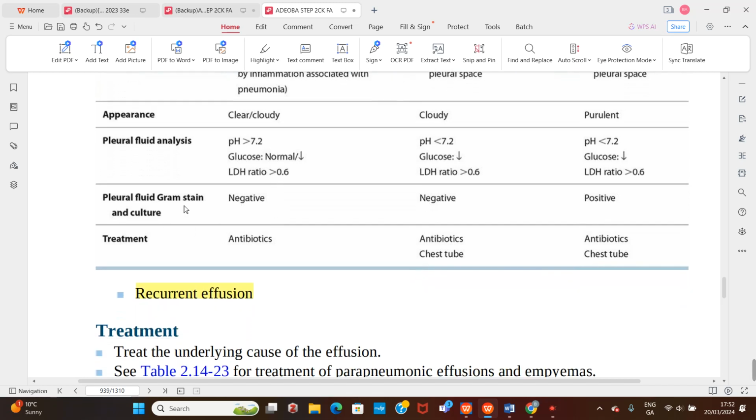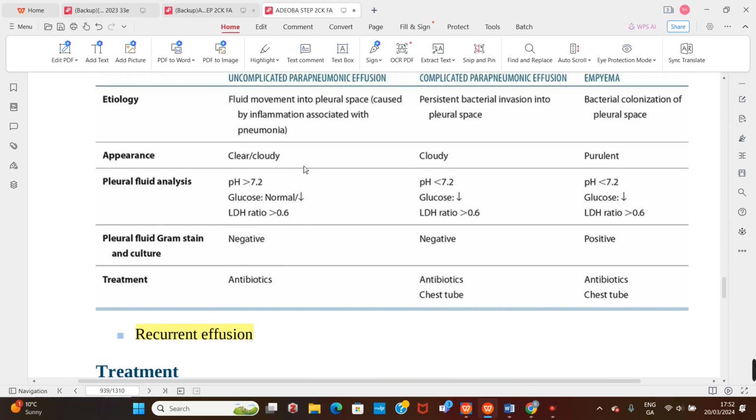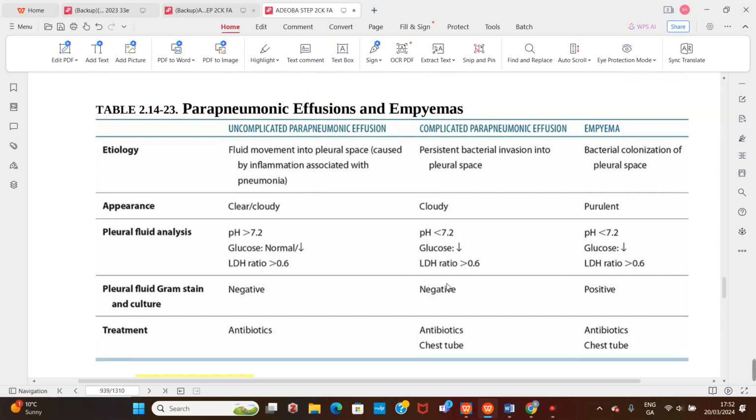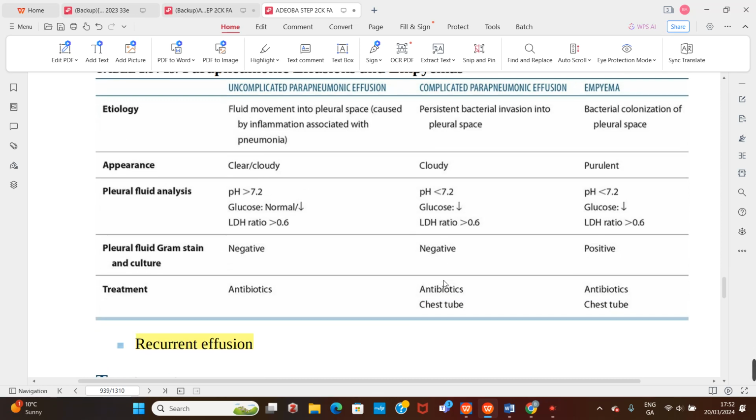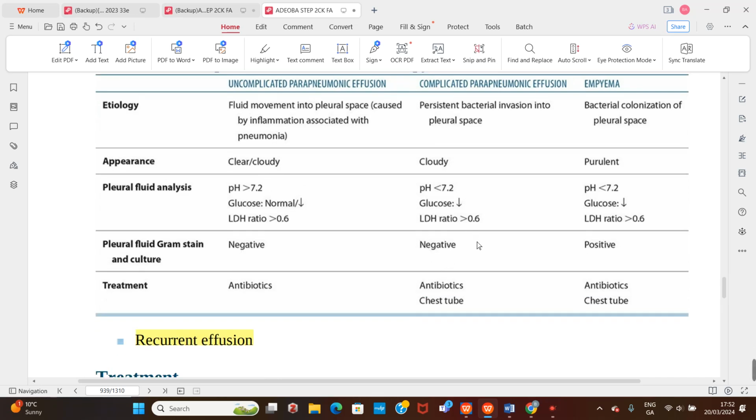So for the pleural fluid gram stain and culture, it's going to be negative for uncomplicated. There's no bacteria there, you cannot gram stain and culture anything. For complicated too, it can be negative because the bacterial load is not as high, so you might get a false negative reading for complicated parapneumonic effusion. But in empyema, definitely you are going to have a positive value. So what do you do? You treat with antibiotics only for the uncomplicated, but for the other two, you have to give antibiotics and drain with a chest tube.